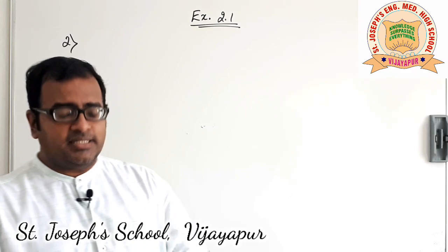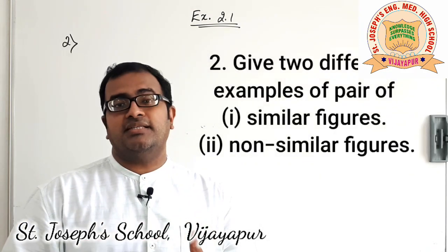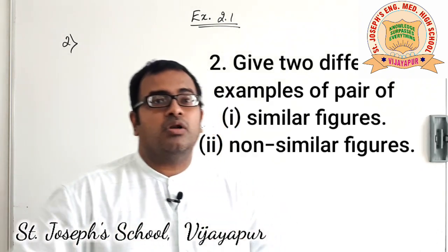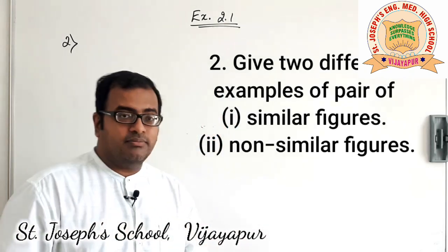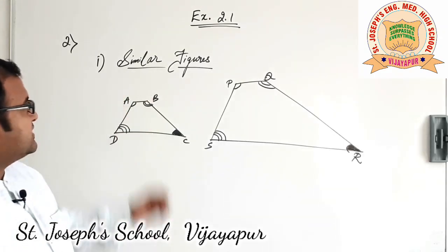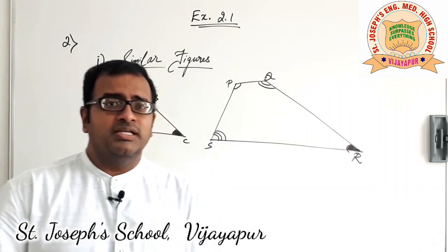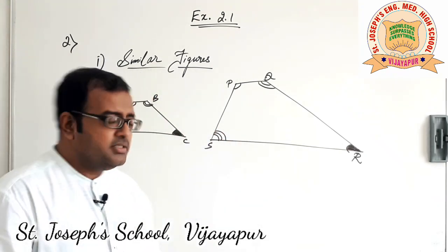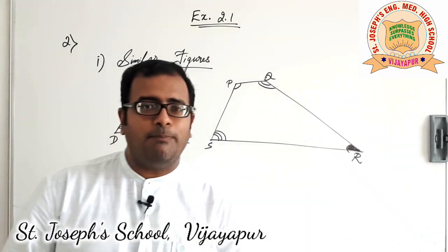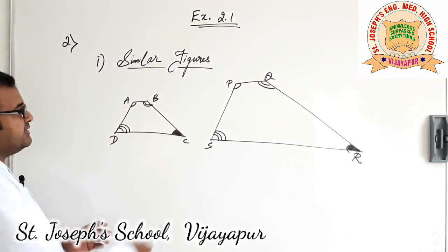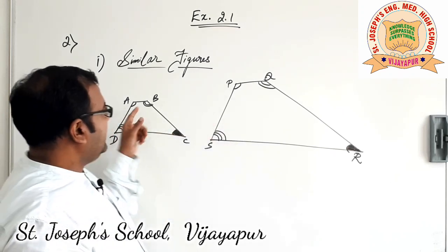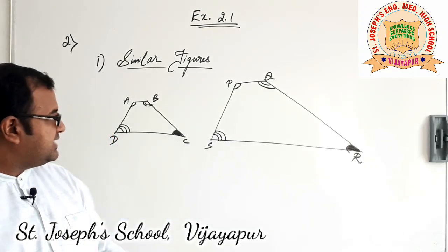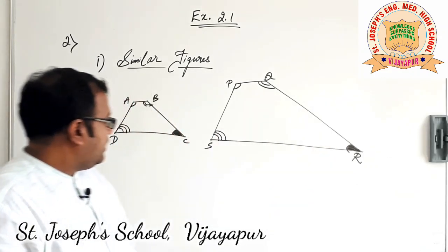Second main question says that, first sub question, give two examples for similar figures, and sub question 2 says that give two examples for non-similar figures. Okay, let's discuss. So talking about the first sub question, some examples of similar figures. I am taking two quadrilaterals here, 4 sides each, right? The first one is called ABCD, the second one is called PQRS. Let us look at the angles. By the symbols you can make out that angle A is equal to angle P, angle B is equal to angle Q, angle D is equal to angle S, angle C is equal to angle R.